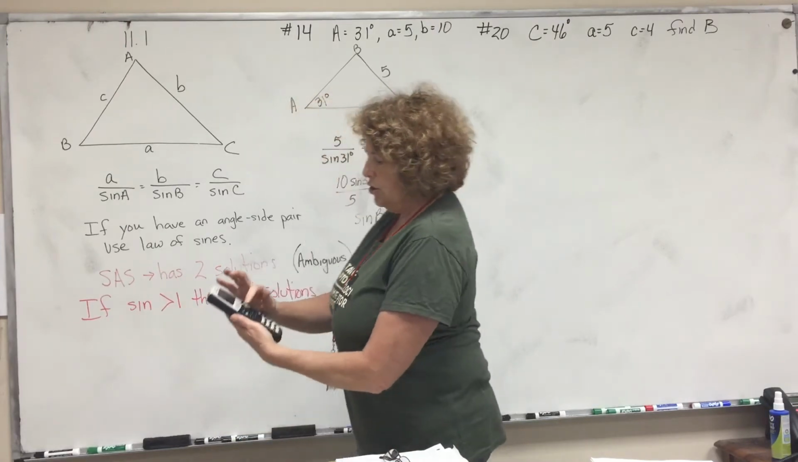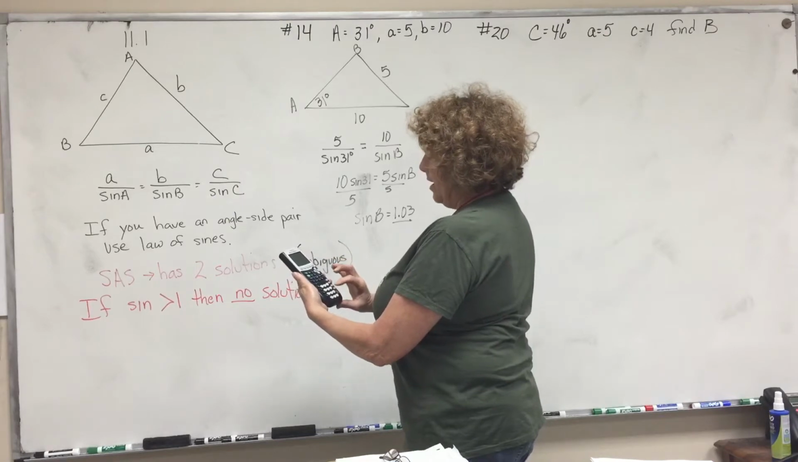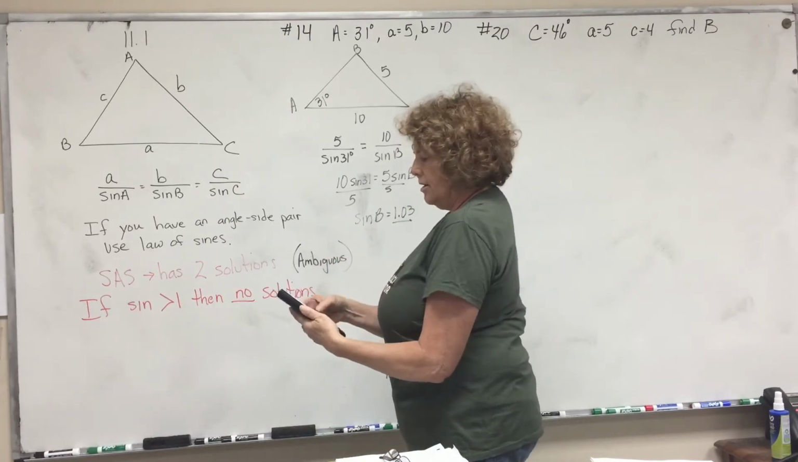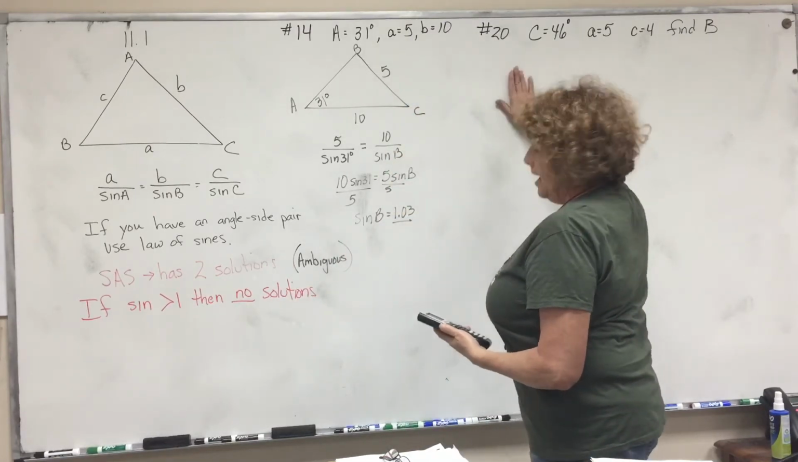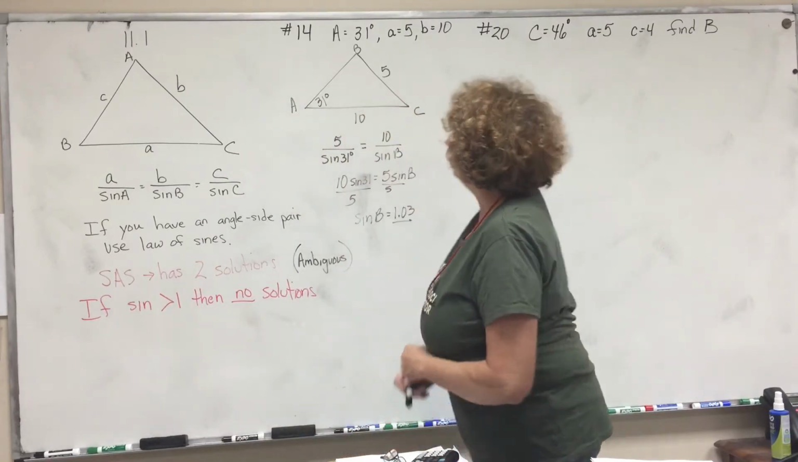If you tried to do second sine, to find out what the angle is, you would end up with a no solution on your calculator. So I just wanted to show you how you would get a no solution. Now 20 is one of those ambiguous cases I want to go over.